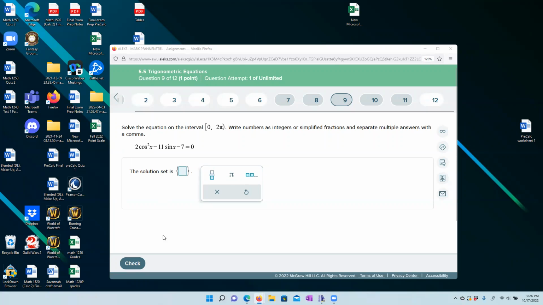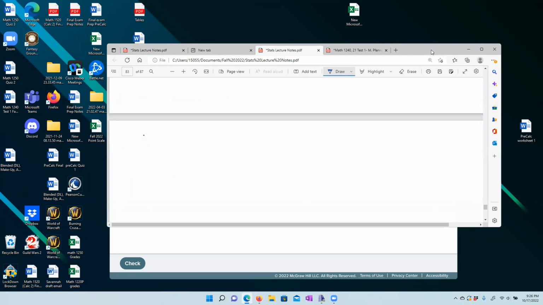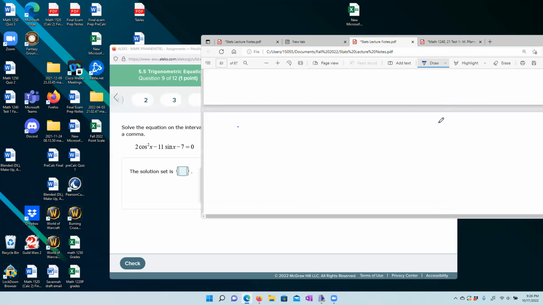So we are talking about trigonometric equations. Let's have a look and see what we've got. We've got 2 cosine squared x minus 11 sine x minus 7 equals 0. Okay, so here we have 2 cosine squared x minus 11 sine x minus 7 equals 0.